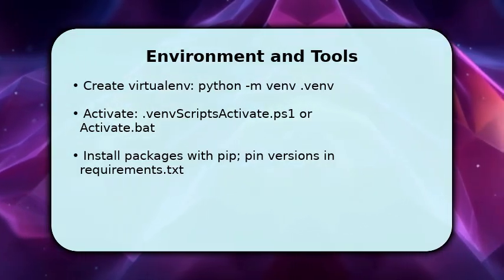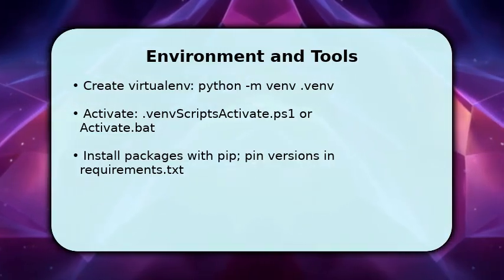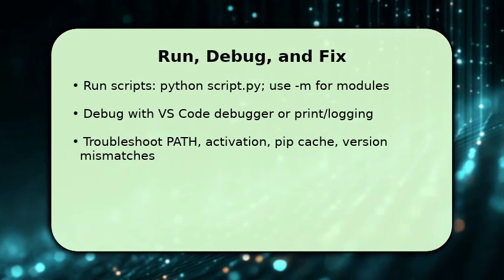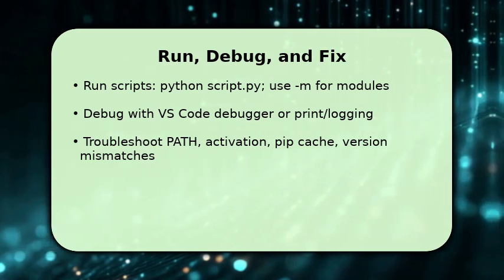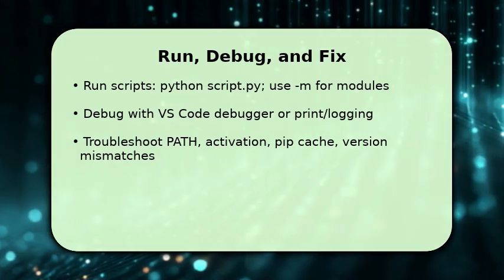This keeps things consistent. To finish, run your code with python script.py or python -m module. Use the VS Code debugger for breakpoints and inspect variables, or add structured logging for longer runs. Pack and share with pip wheel or requirements.txt. If something breaks, check one key issue first.